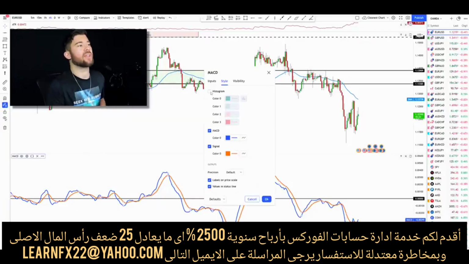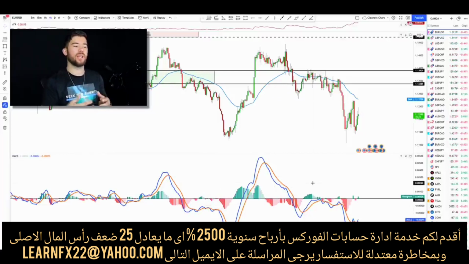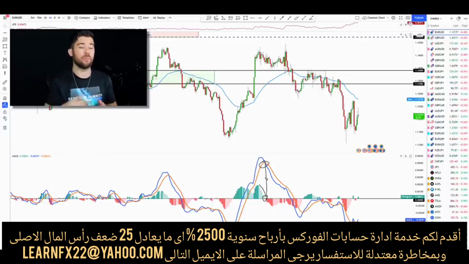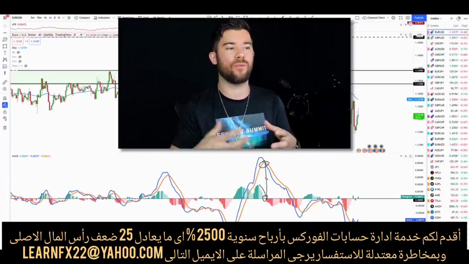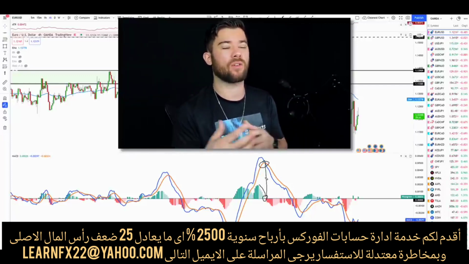Now, next up, we have the histogram. The histogram on a MACD is just showing you the distance between the MACD line and the signal line. The larger the histogram, the more space there is between the MACD line and the signal line, and the closer we get to a cross, the smaller the histogram becomes, and upon the cross, we will see a switch from green to red, or vice versa in the other direction, as soon as we get a cross between our signal line and our MACD line. So the histogram is there to show you the distance between the two lines, as well as to make it more visually easy for you to see when a cross actually occurs.